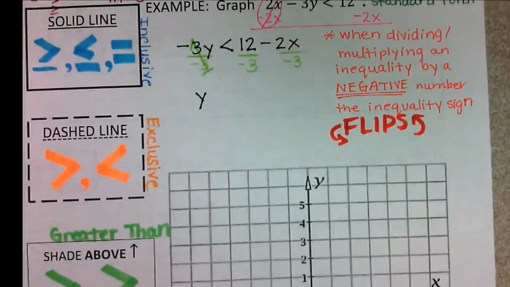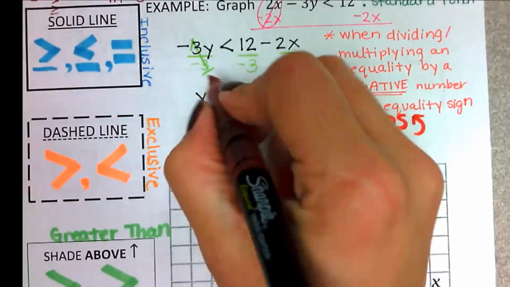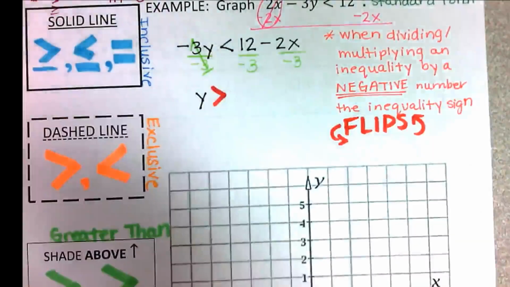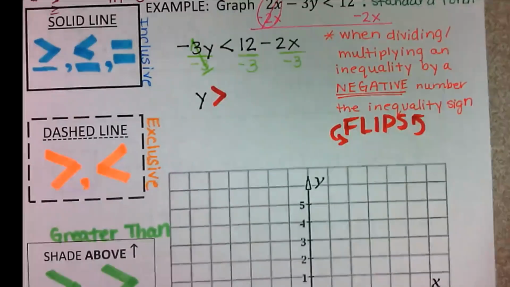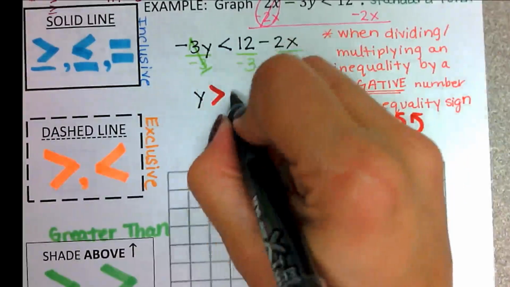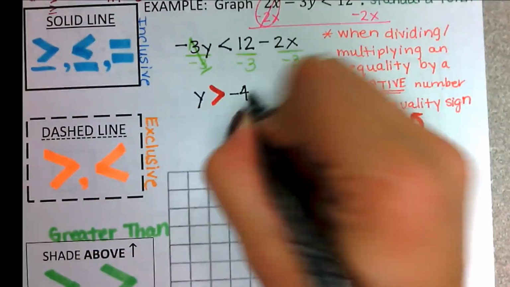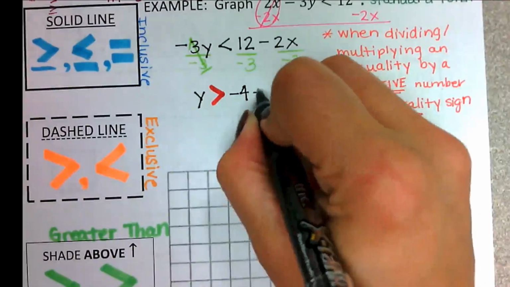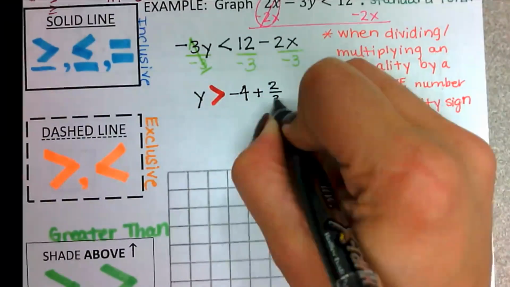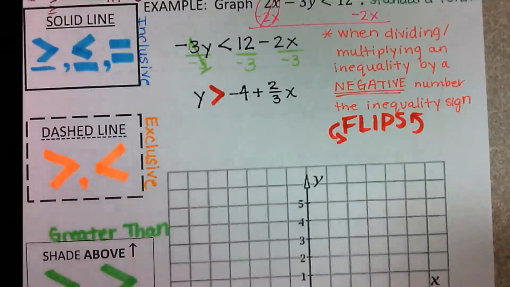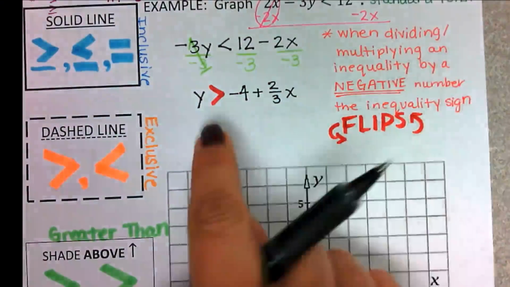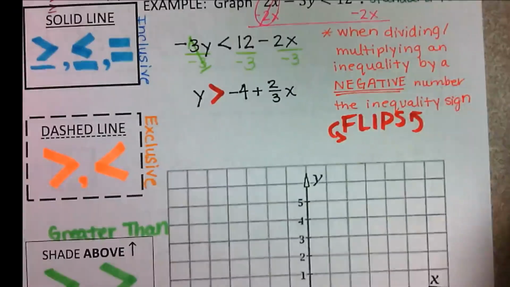I think I'll put that one in here. Then that would be -4. Negative divided by negative would be positive 2 over 3x. So if you wanted, here you could rewrite it.